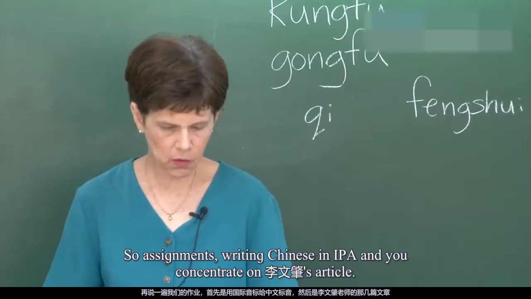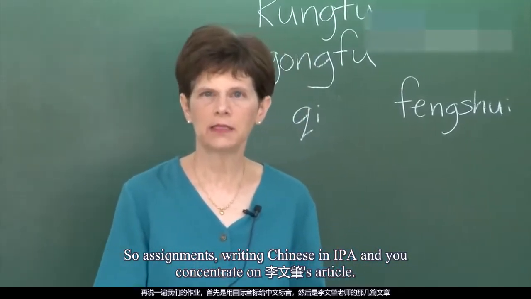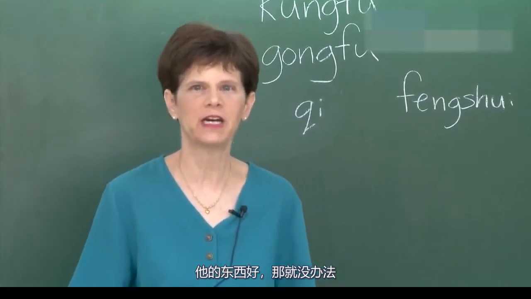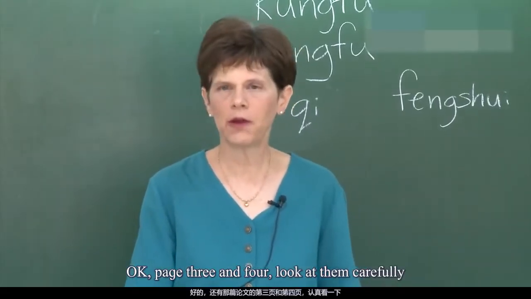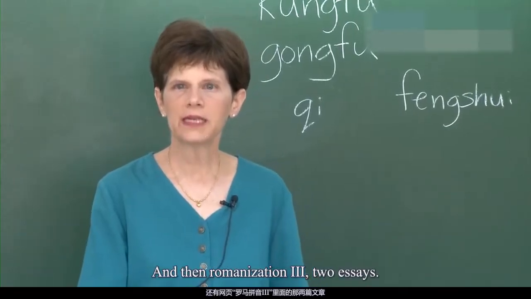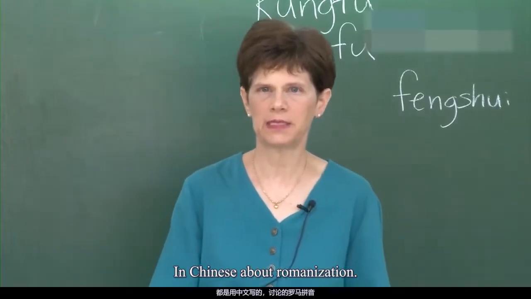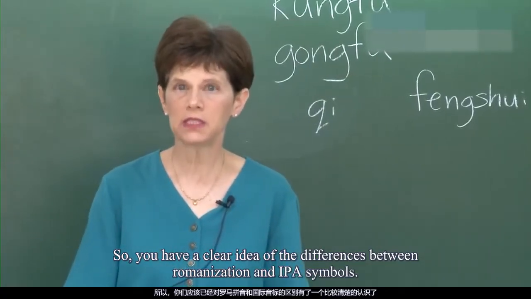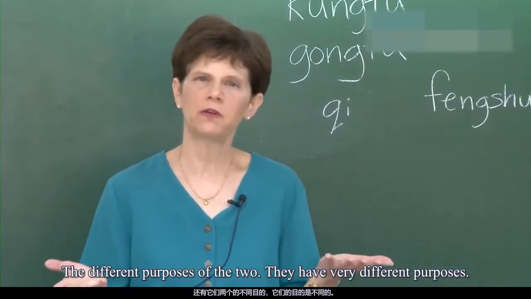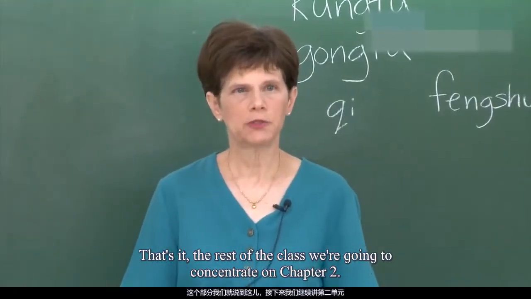Okay? So, assignments, writing Chinese and IPA, and you concentrate on Li Wenzhao's article. It's not that I am just 那么偏爱那个李文照，他的东西好，那就没办法. Okay? Page 3 and 4, look at them carefully, print them out because we'll need them in class. And then romanization 3, 2 essays, 一样 by Li Wenzhao, in Chinese about romanization. So you have a clearer idea of the differences between romanization and IPA symbols, the different purposes of the two. They have very different purposes. That's it. The rest of the class, we're going to concentrate on Chapter 2. Let's go.